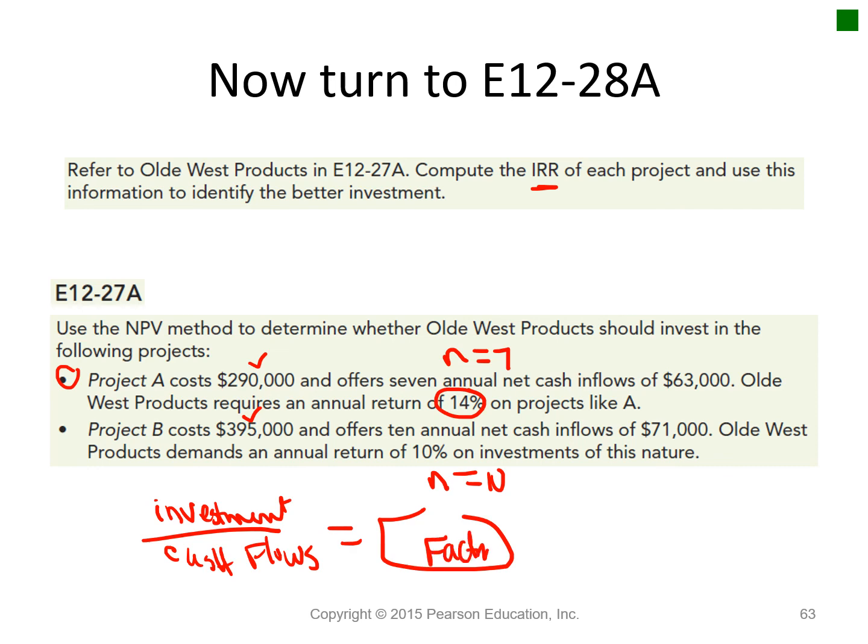For project A, you'll look for where N is equal to 7. You're going to try to locate this factor. For project B, again, you'll use N equals 10, try to locate that factor, and then whatever interest rate it is, that's going to be the internal rate of return.